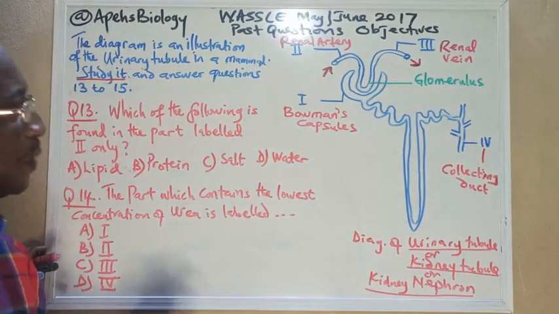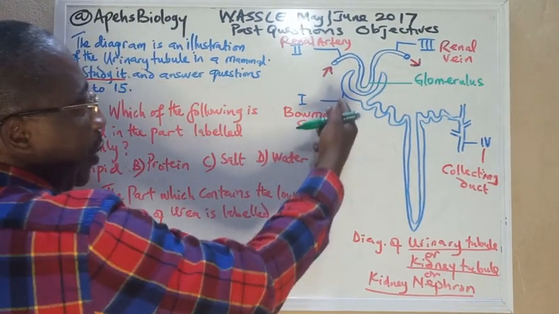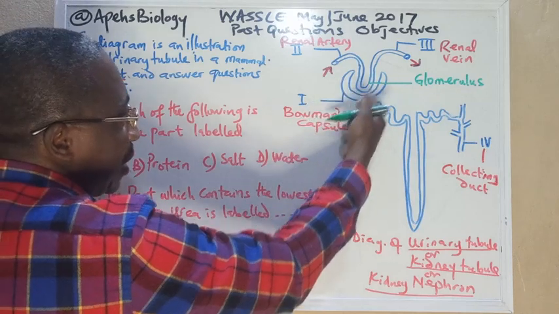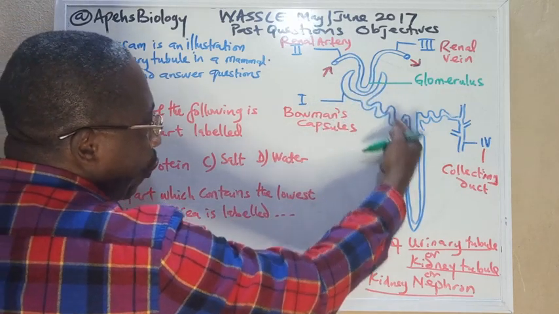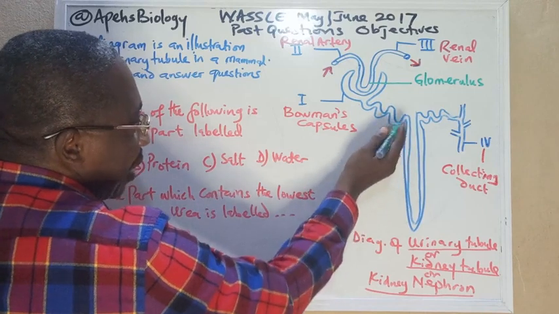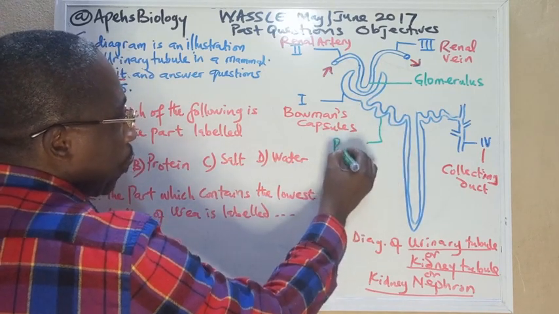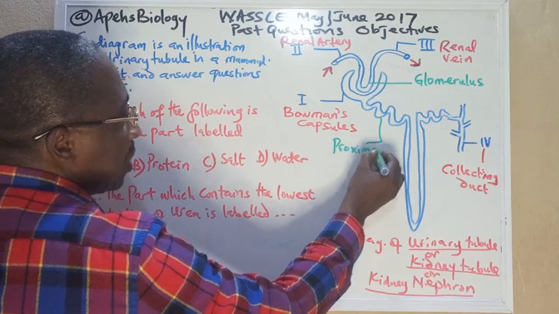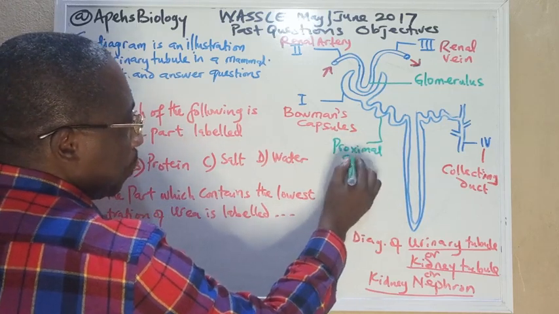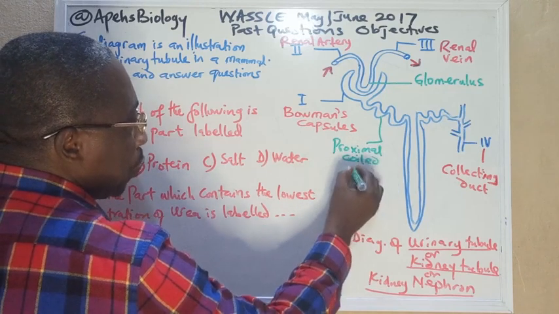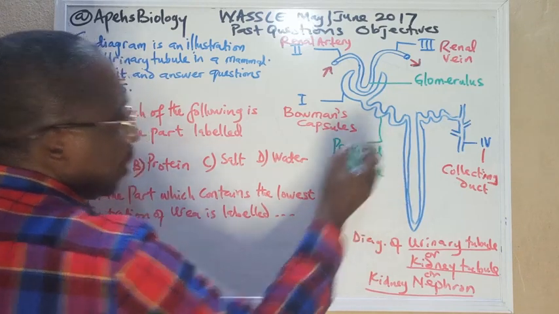Glomerulus, all right? Then you will notice that within the Bowman's capsule that you see here, there is a series of coiled tubes that go like this, close to the Bowman's capsule. This coiled tube is called the proximal coiled tubule. Proximal coiled tubule. This is biology. All right.